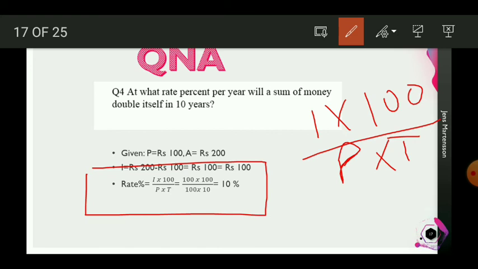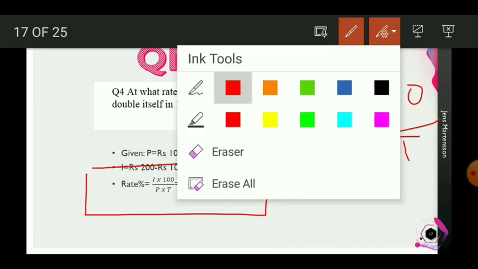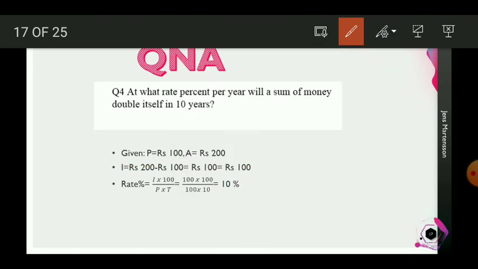So what we have been given here is that I is 100. So 100 into 100, that we got as 10,000, divided by P into T. We know that our P is 100 and our T is 10 years. 100 into 10, that is 1000. So what do we get? We got R as 10%. Isn't it easy?